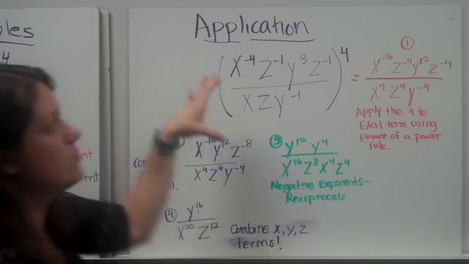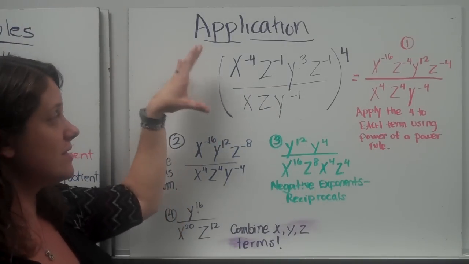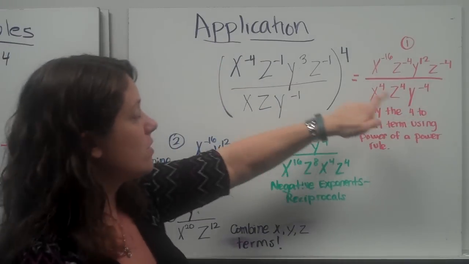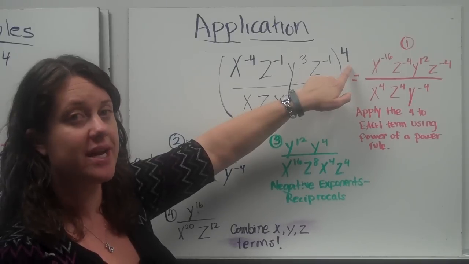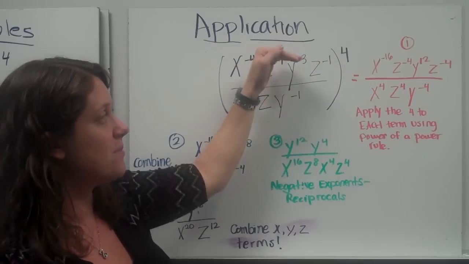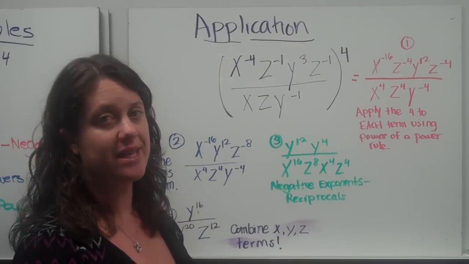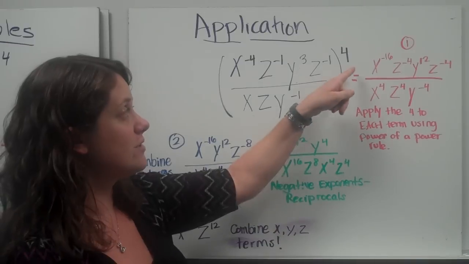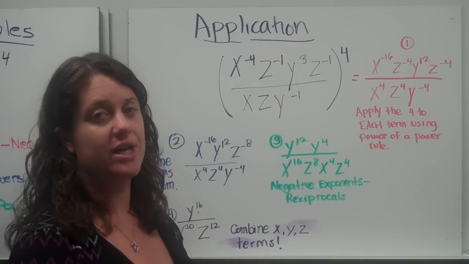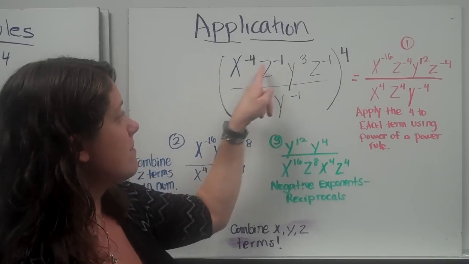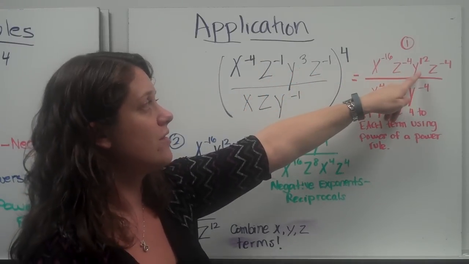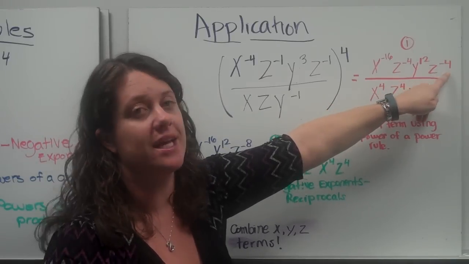So if you remember, this was the problem we started with at the very beginning. So let's apply it. Okay, so let's go one step at a time. The first step, we're going to have to take this exponent and we apply it to everything inside. So we could think about this like the quotient rule. It applies to both the top and the bottom. And we could also think about it like the power of a power. So not only does it apply to everything in here, since the things inside are raised to a power, we can multiply them. So we multiply the 4 by each of these exponents, and we get x to the negative 16th, z to the negative 4th, y to the 12th, z to the negative 4th.